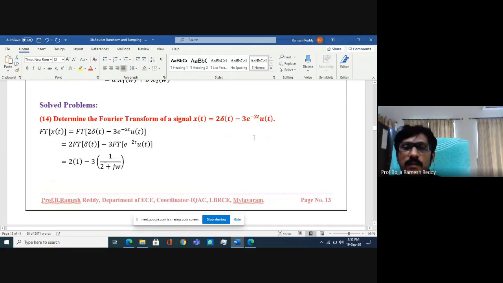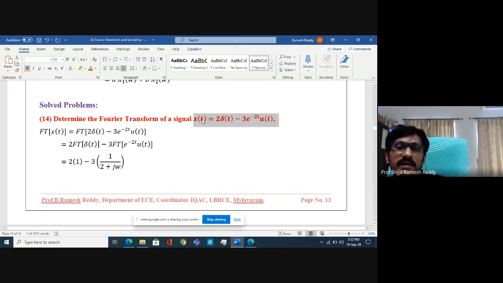Now, how to apply that property? Determine the Fourier transform of 2 del of t minus 3 e power minus 2t u of t. From here onwards, don't use basic things. Don't use the basic definition of Fourier transform. Straightforward. They are asking for the frequency domain of 2 del of t minus 3 e power minus 2t u of t.